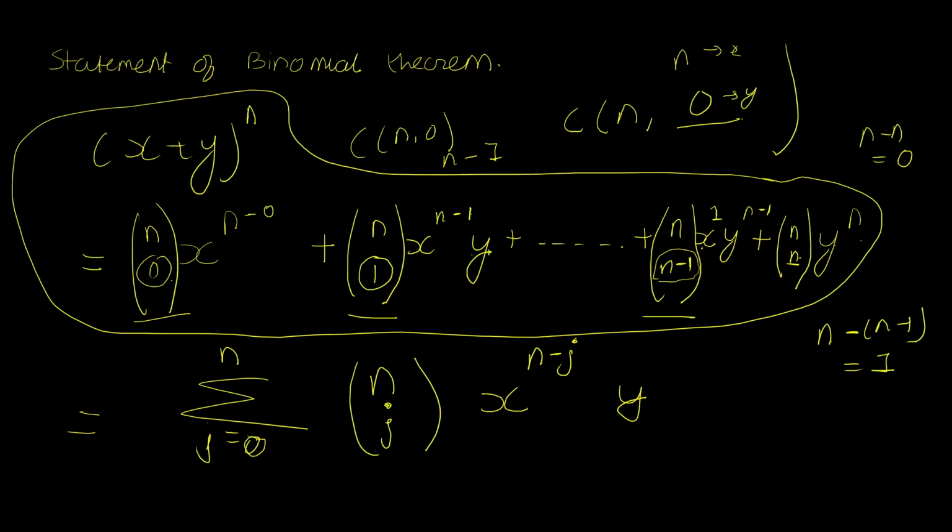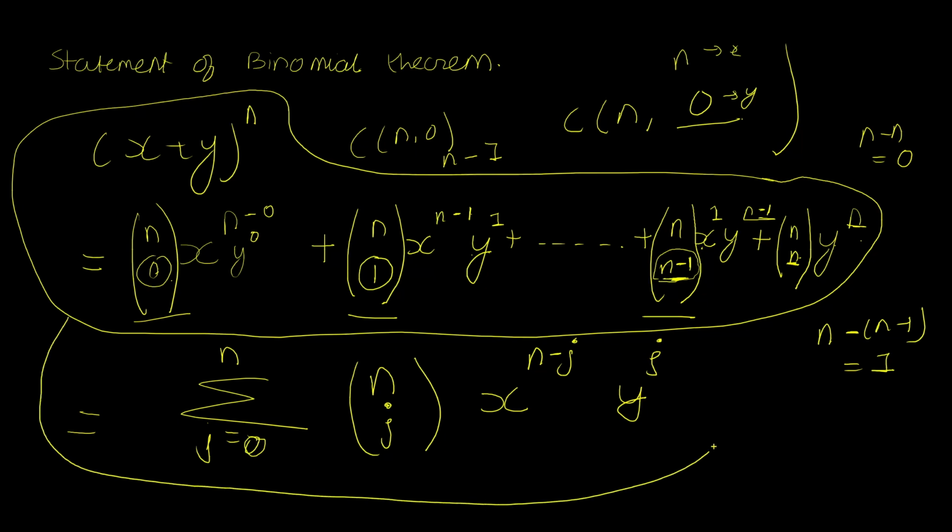And what about the power of y? See, the power of y in the first expression is y power 0. And that is equal to the j. For the second expression, it is y power 1, which is equal to the value of j in here. And that works for all the expressions. If you look at this one, y power n minus 1, and the value of j is also n minus 1. Y power n, and the value of j is also n. Therefore, the power of y for any given term will just be equal to the value of j. And this one is the condensed formula for the binomial expansion. So this is an extremely useful result.